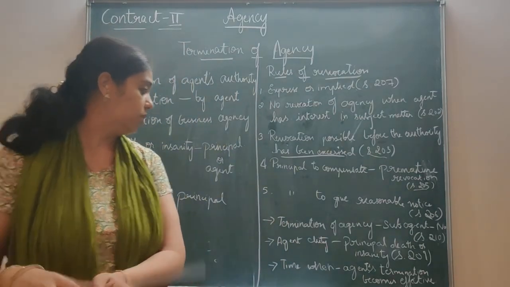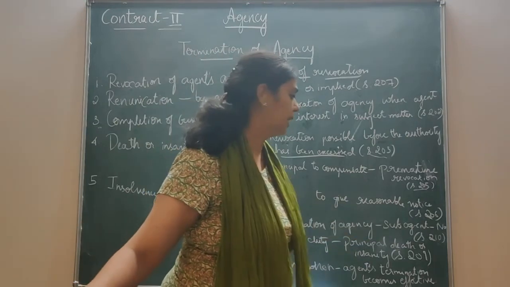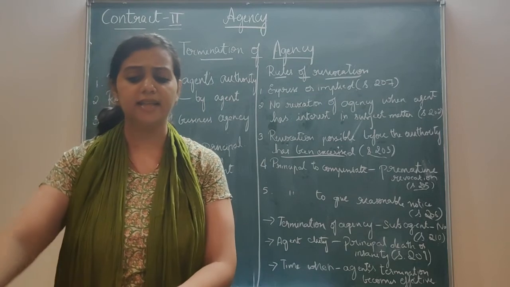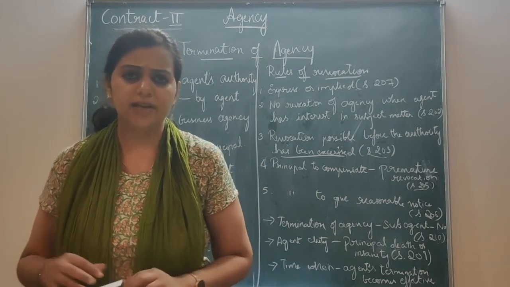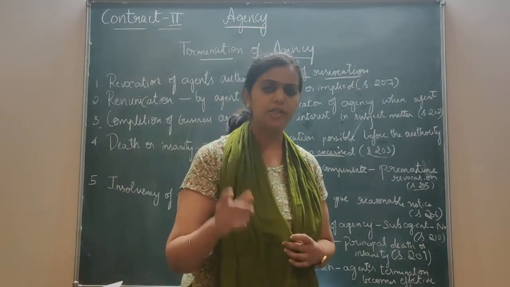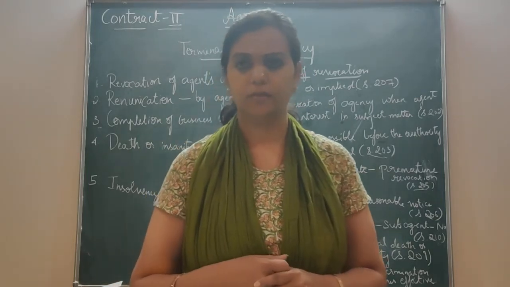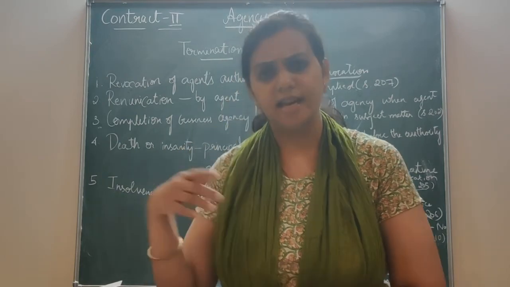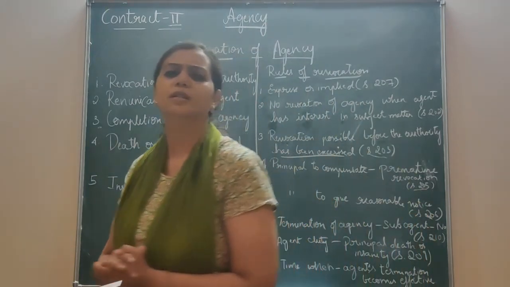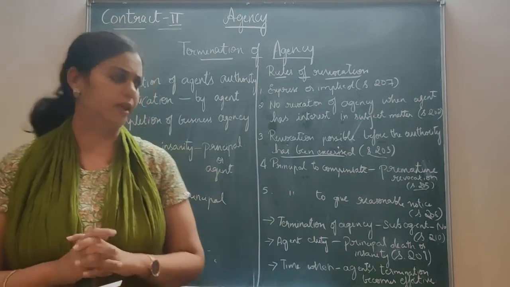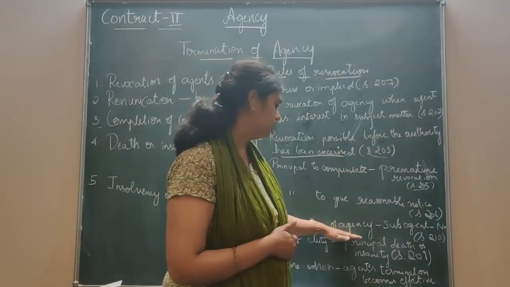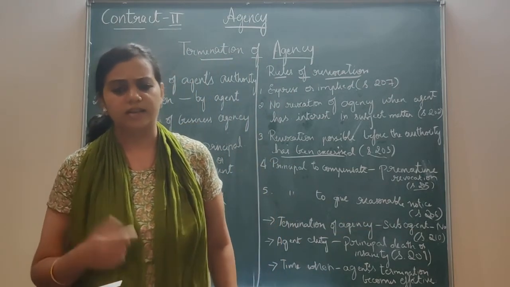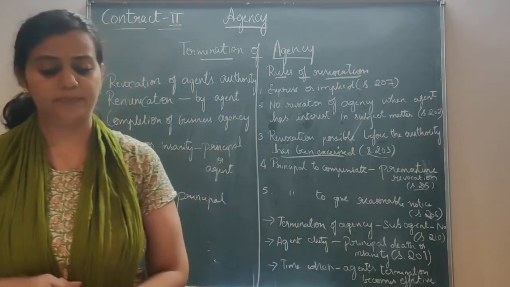Next, termination of agency: what happens to sub-agents? It's given under section 210. Who is a sub-agent? We have discussed this. A sub-agent is a person appointed by the agent, who works under the agent. So if the agency itself is terminated, the sub-agent is also terminated. If the agency is not in existence, the sub-agent also does not come into the picture at all. That's given under section 210.